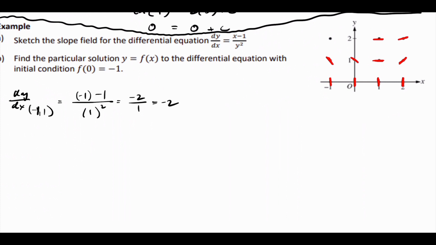Oh, I skipped 0, 2. 0, 2. X is 0, y is 2. Negative 1/4.